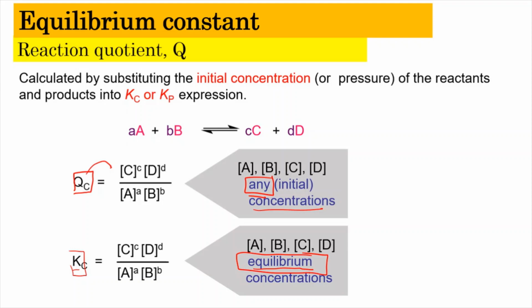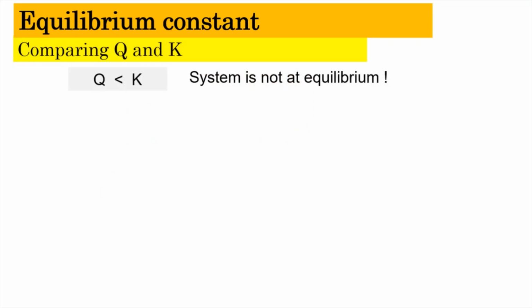Alright, so now we're gonna learn how to compare our Q with Kc. By comparing that, we can determine whether our reaction is at equilibrium or not. So first, if we have our reaction quotient and the value of Q is lesser than K, then we know that the system is not at equilibrium.